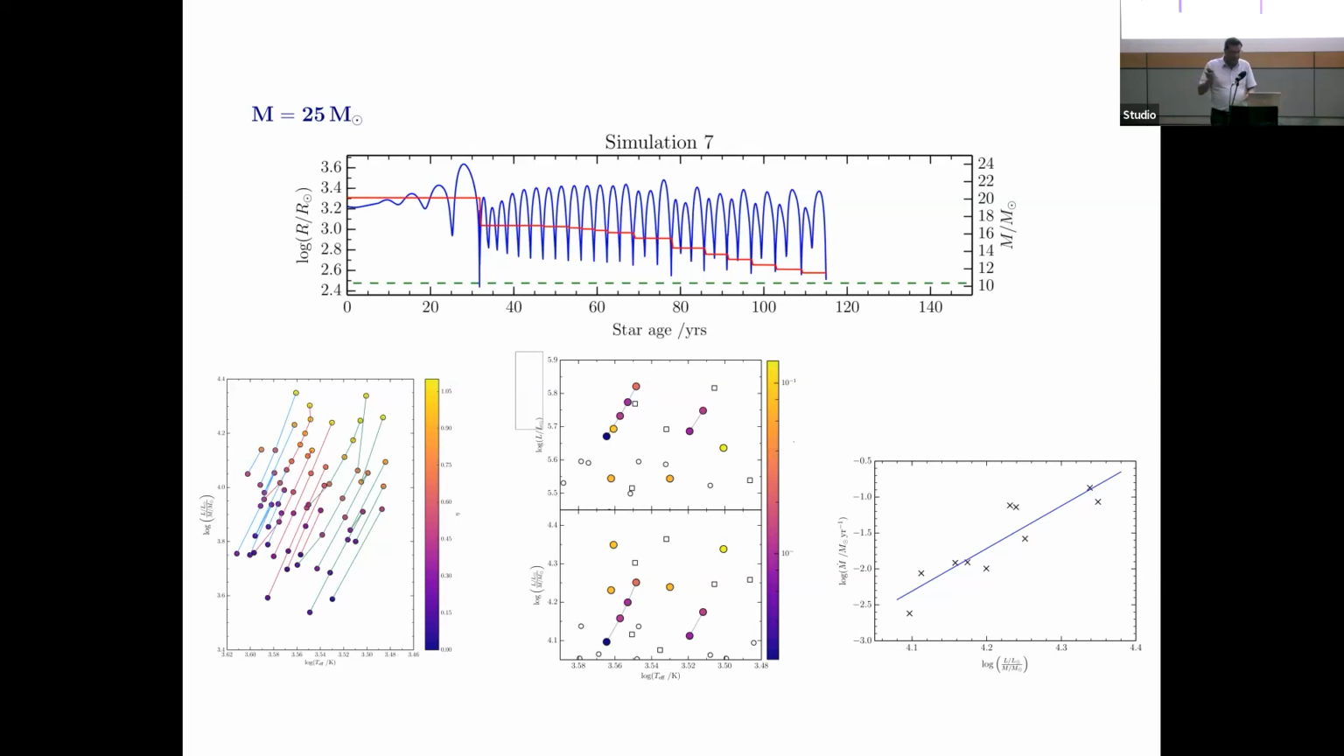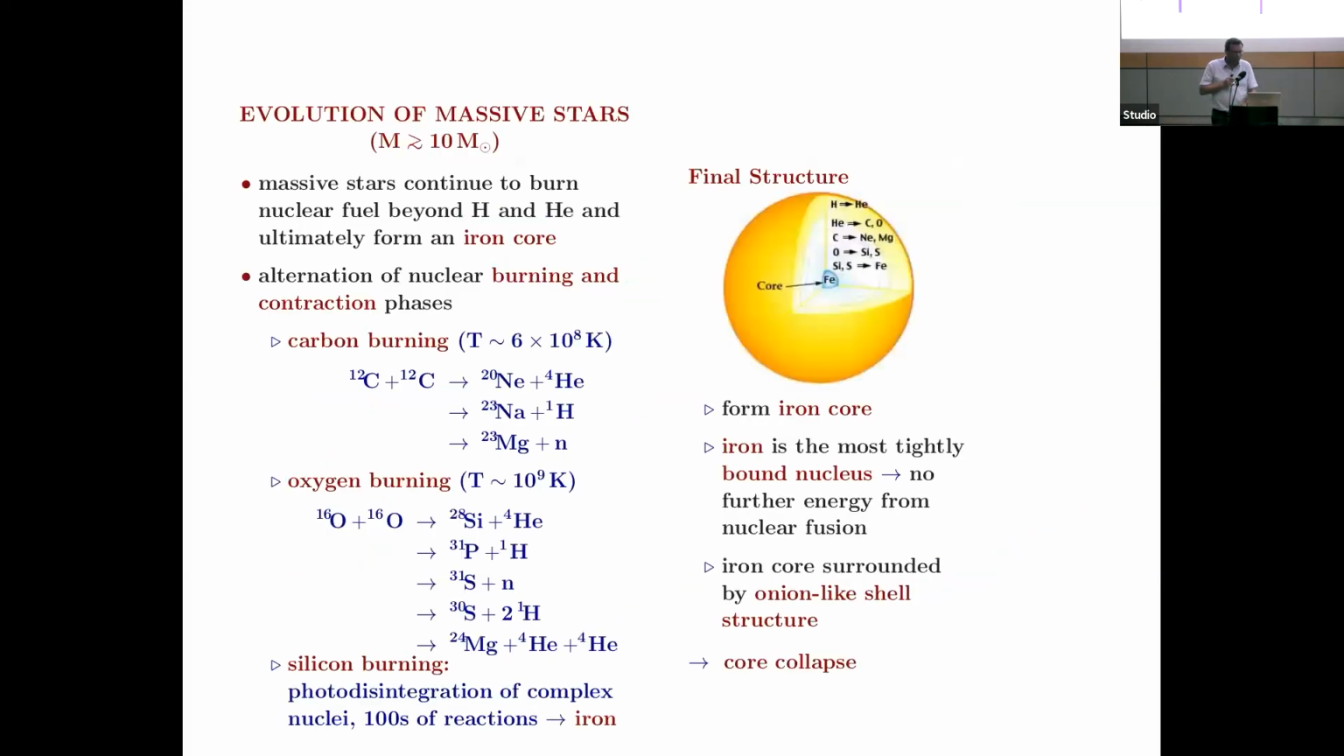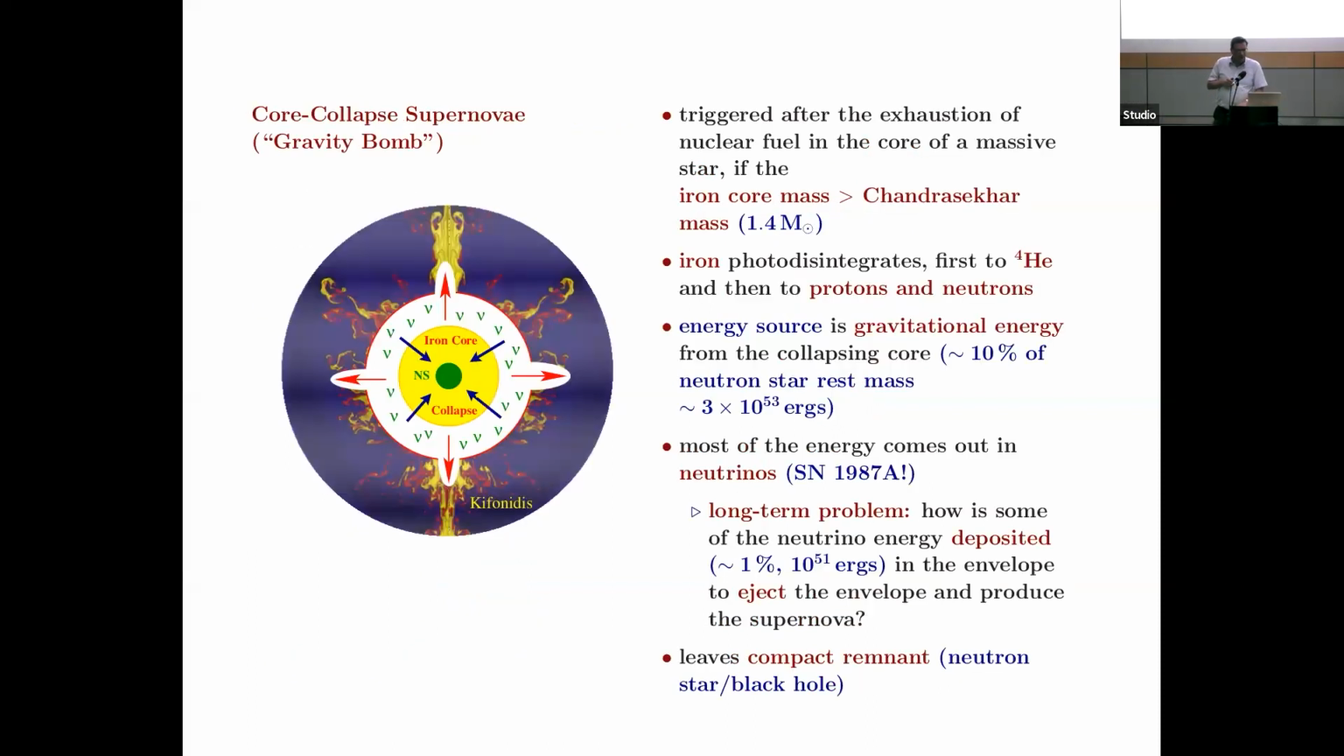because the evolution of massive stars is not terminated by the mass loss of the envelope, but it's terminated by what happens in the core. And now let's go back to the evolution of massive stars. So I told you before, massive stars continue nuclear burning cycles until at the core you have iron, and the core has to collapse if the mass is bigger than the Chandrasekhar mass.